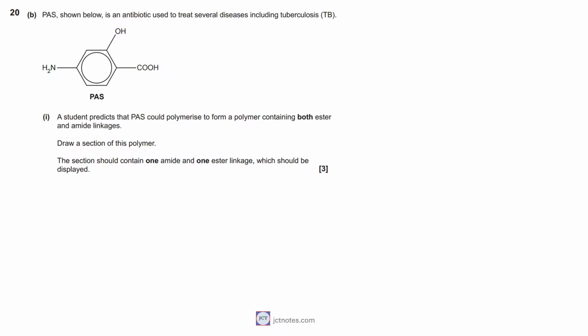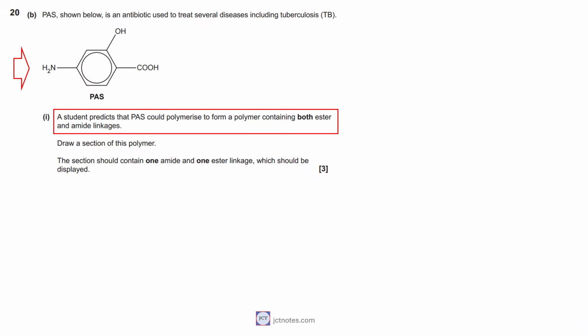In Part B of question 20 we are given the structure of the antibiotic para-aminosalicylic acid or PAS, used to treat several diseases including tuberculosis. A student predicts that PAS could polymerize to form a polymer containing both ester and amide linkages. We are asked to draw a section of this polymer. The section should contain one amide and one ester linkage, which should be displayed.